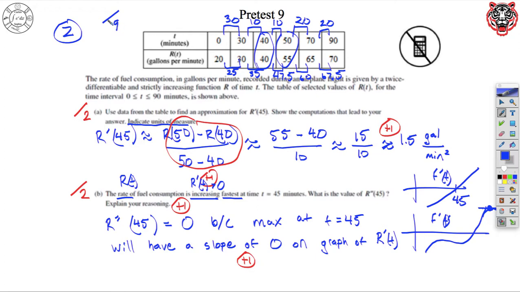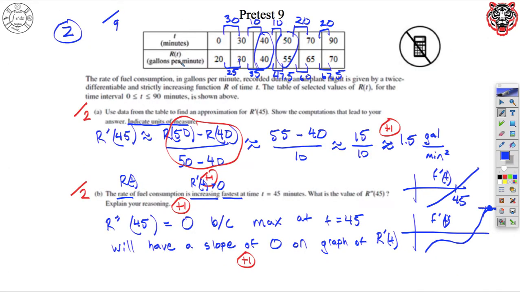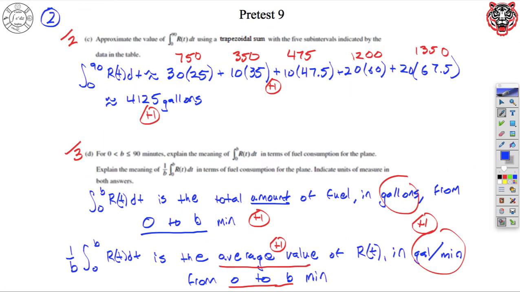Nice. Okay. Wait, Mr. Sindel, I don't understand why the second one is gallons per minute, but the first one's just gallons. Okay, yeah, I'll go through that right now. So if I'm talking about the amount of fuel, it is measured in gallons. Another way to memorize that is if I'm taking the integral of RT, which is gallons per minute, the integral will just go to gallons. Oh, because you're not dividing by anything? You're not dividing by anything, yeah.